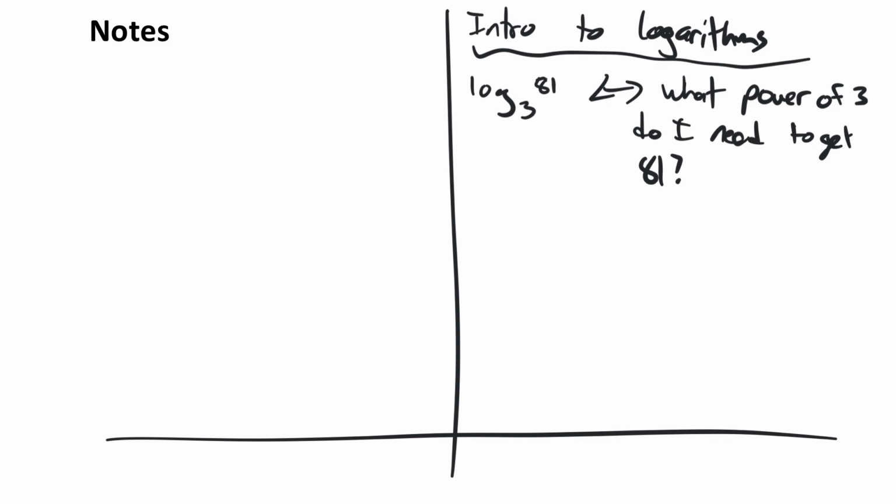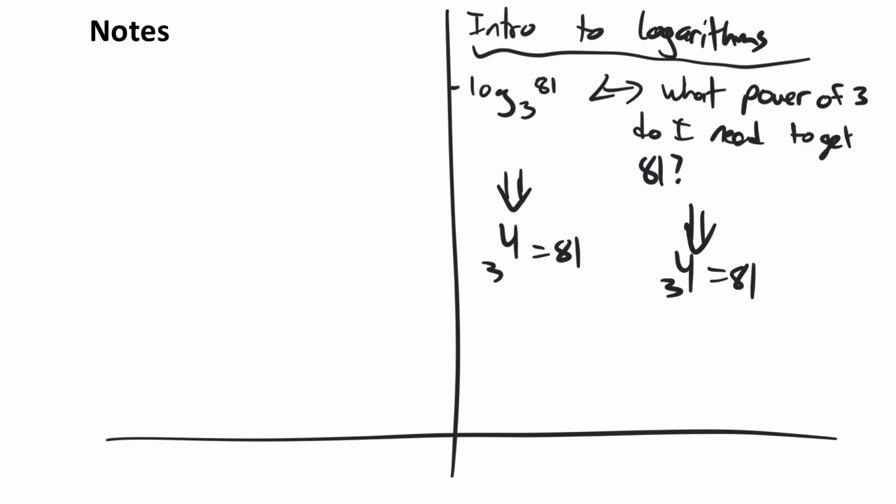It's a way to convert an English question into a math statement or vice versa. So the answer for both of these questions would be 4, because 3 to the 4 is 81. Let me just make that an arrow here.